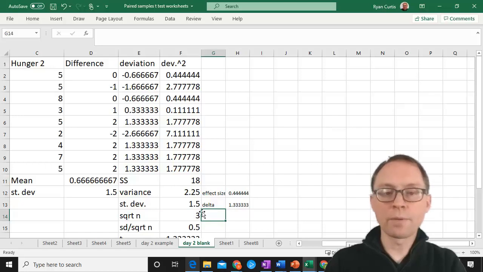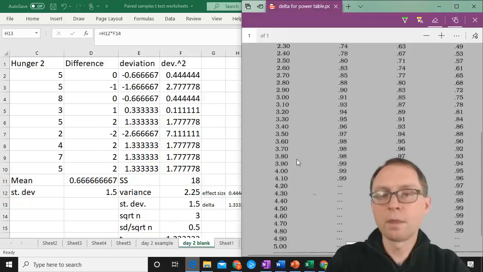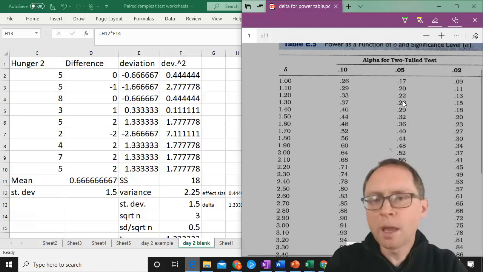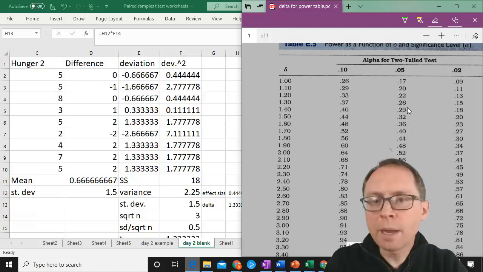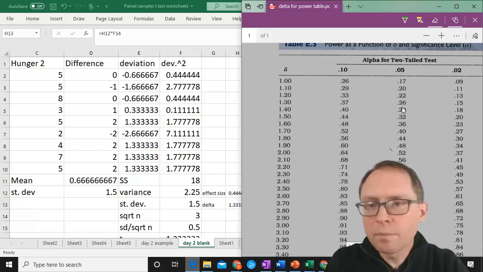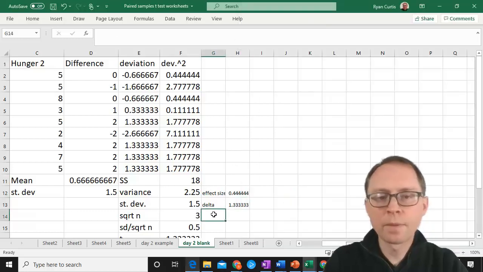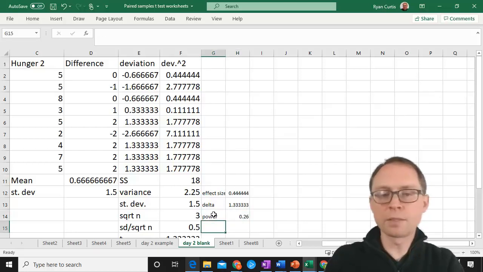Then I look up delta 1.33 on my table. Closest I have is 1.3. Alpha is 0.05. And therefore, this is my power estimate right here, 0.26. So power is 0.26.